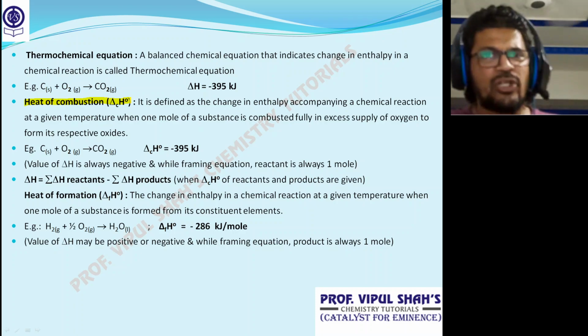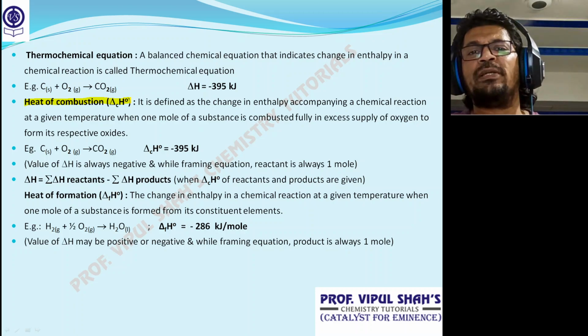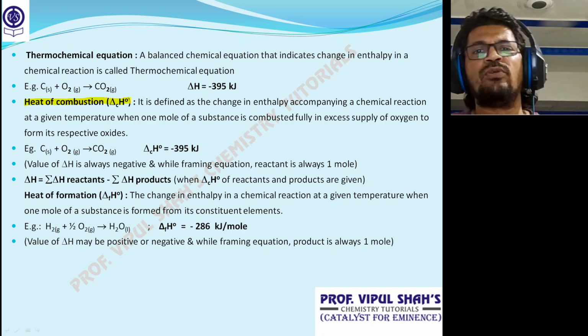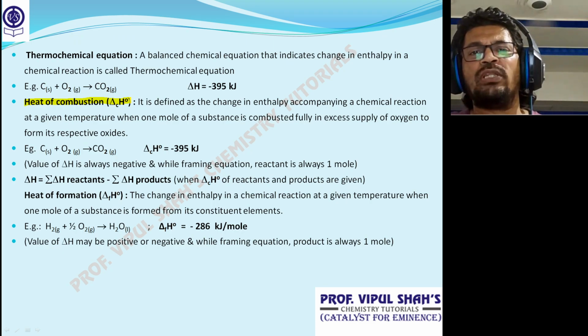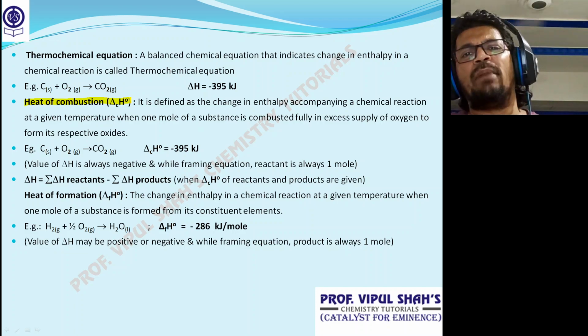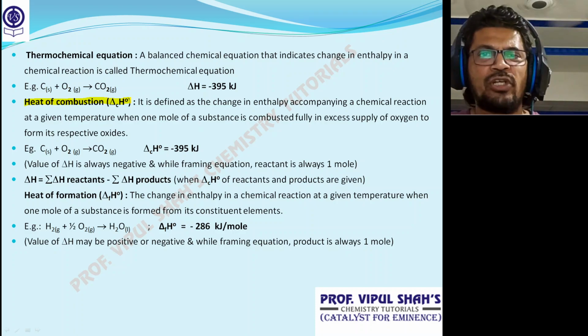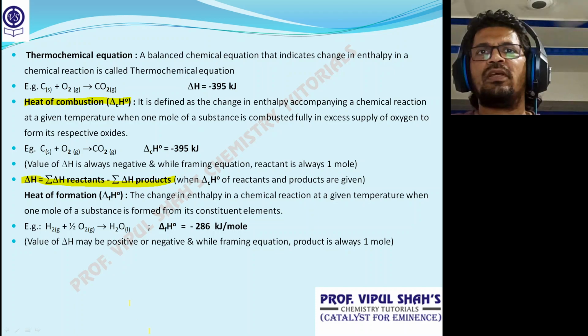If all formation values were given, what was the formula on the previous page? I said delta H is the summation of enthalpies of products minus reactants. But if all combustion values are given of reactants and products, then delta H will be the summation of all the combustion values of reactants minus the summation of all combustion values of products. So for formation, products minus reactants. For all combustion values, reactants minus products. Clear? And look at this value of delta H.